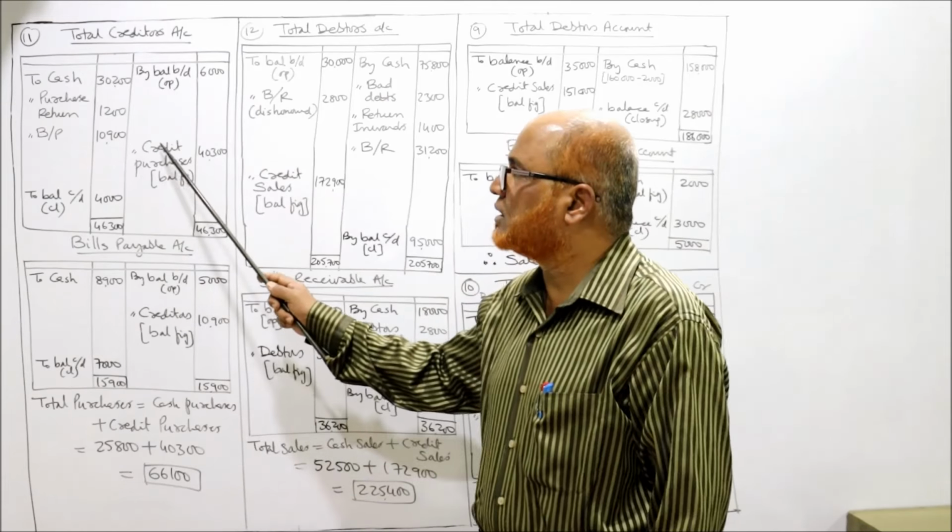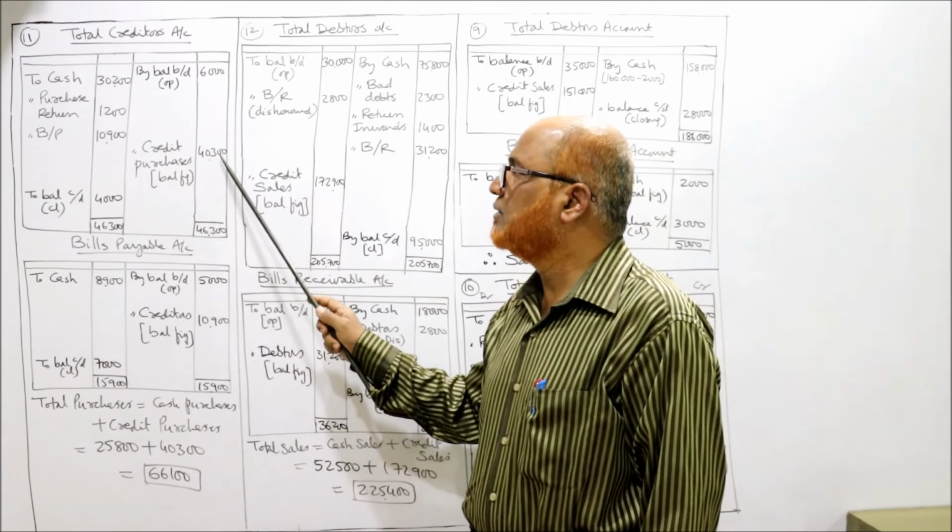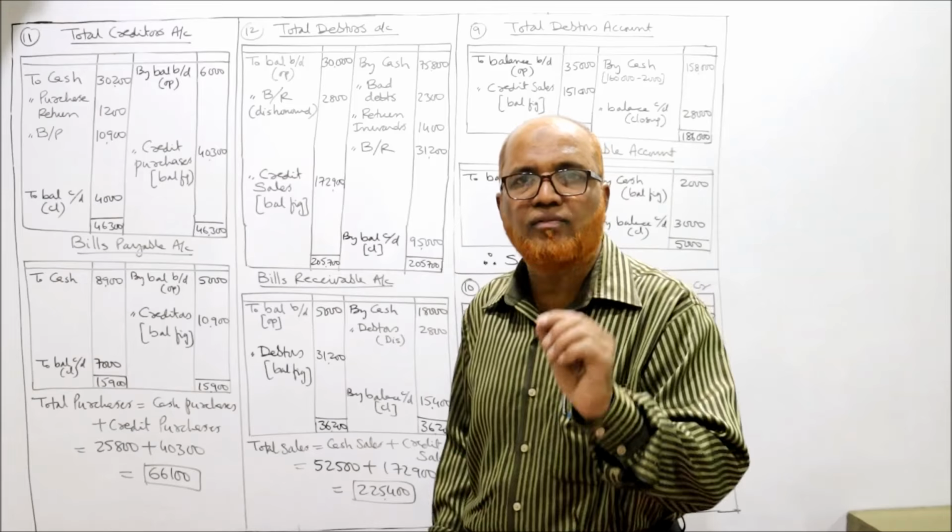तो creditors को credit करेंगे by purchases. By credit purchases balancing figure 40,300. This is what we want.